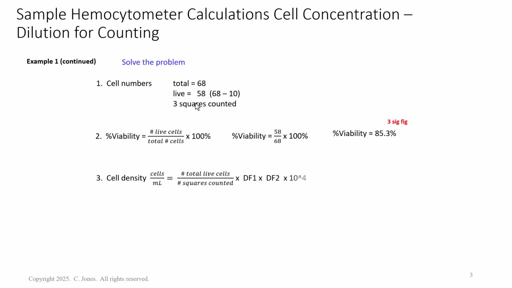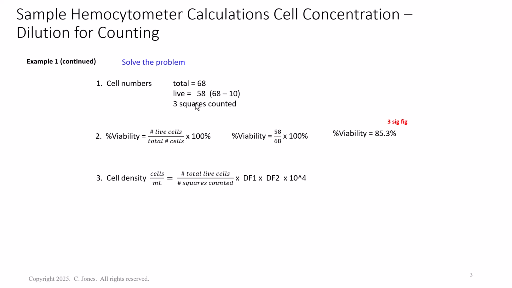Cell density, right? Cell density is given by the number of cells per mL, which is the number of total live cells, because again, dead cells won't divide. So when we're seeding a new flask, we want to know how many cells are available to undergo cell division to proliferate, right? So cell density, cells per mL, is the number of live cells divided by the number of squares counted times the dilution factor.